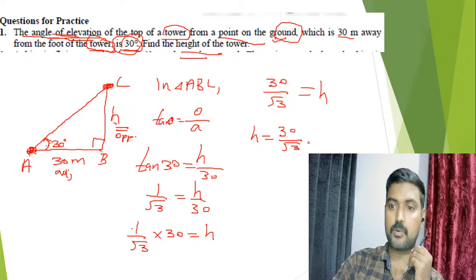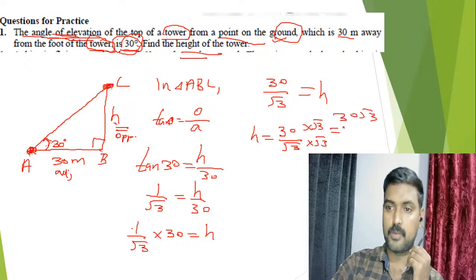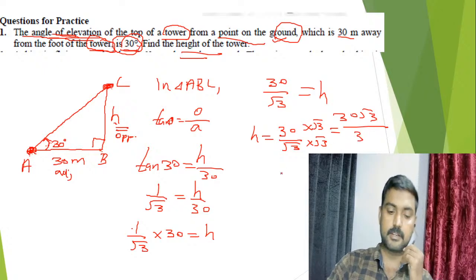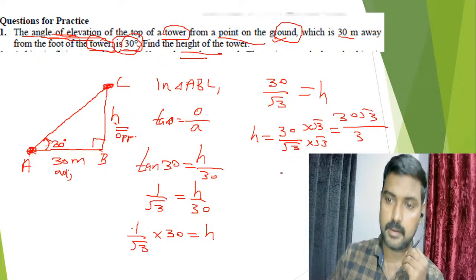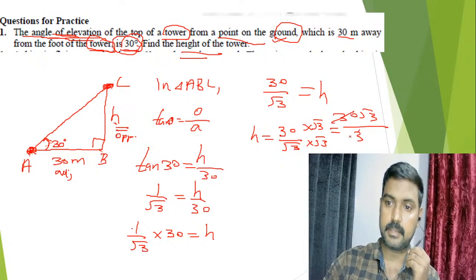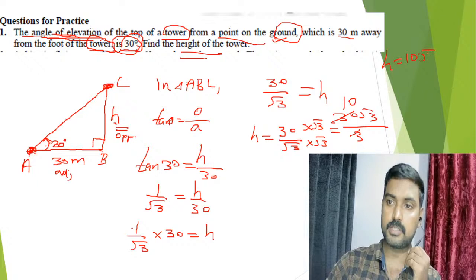Okay. Now multiply root 3 on both sides. What will happen? There will be 30 root 3 divided by root 3 into root 3, which is equal to 3. We studied rationalizing the denominator. So this 30 and 3 will be cancelled. You will get 10 root 3. So the height is 10 root 3.